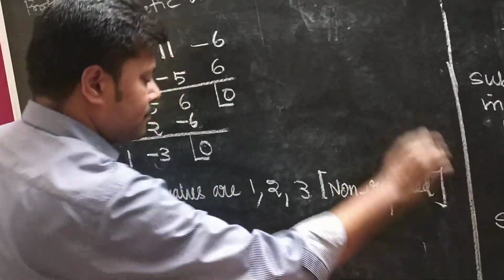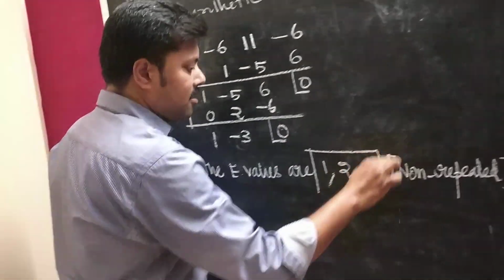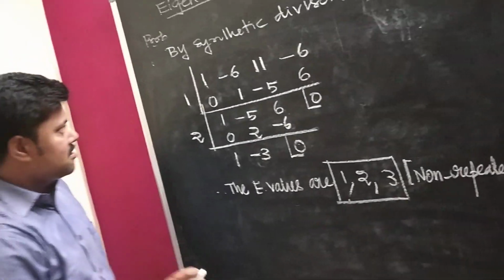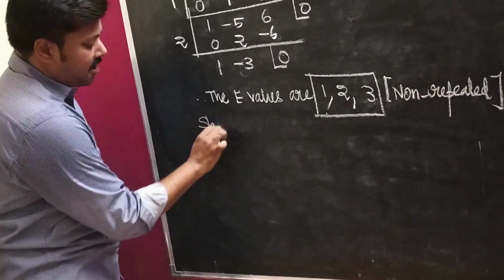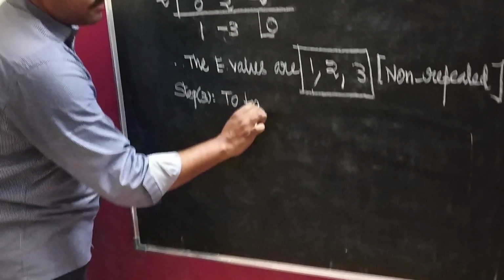Step number 2. So the eigenvalues are 1, 2 and 3. Second step over. Then third step, last step. Step number 3. Define eigenvectors.